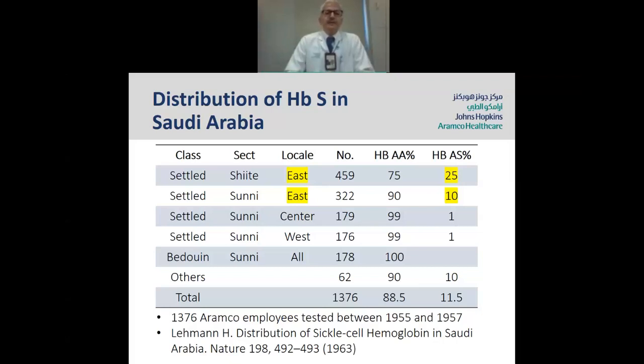What he found was that in some areas in the east, up to 25% have sickle cell trait, if they are from the Shia community. If they are Sunni, it's 10% of the times. From the other parts of Saudi Arabia, they were much less. You will notice with the subsequent slides that this proportion appears to be close to what we know now. In other areas, not as accurate because the number of people tested was quite small.